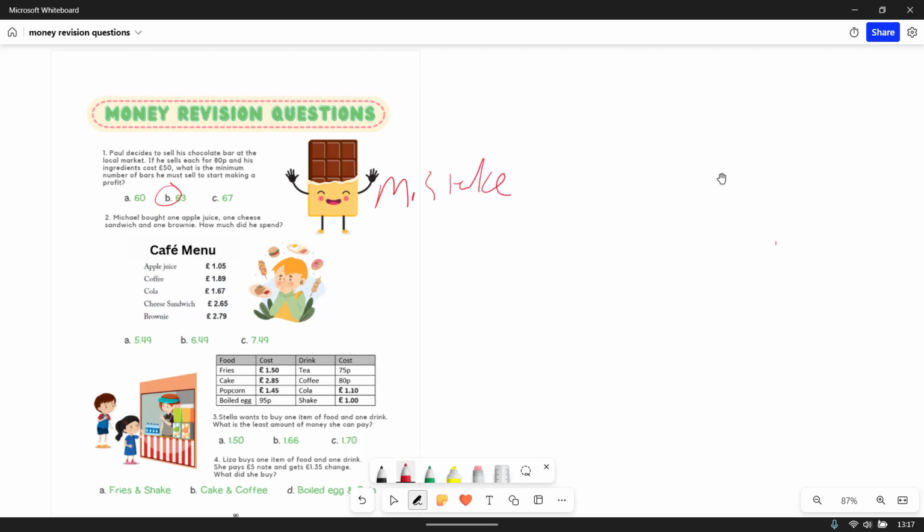Okay, number 2. Michael bought 1 apple juice, 1 cheese sandwich, and 1 brownie. So let's list these so we don't make a mistake. 1 apple juice is 105p, 1 cheese sandwich is 265, and 1 brownie is 279. If you add them up, 105 and 265 and 279, that's 649 or £6.49. So that's B.